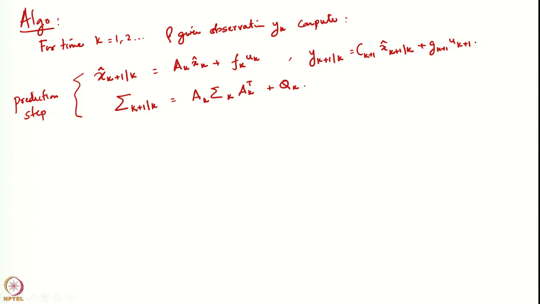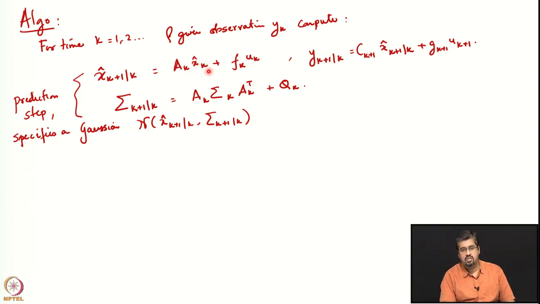Prediction step and specifies a Gaussian distribution. The Gaussian has mean x hat k plus 1 given k, comma, sigma k plus 1 given k. Right, so this is the distribution. Notice that x hat k plus 1, the prediction step, depends itself on x hat k, which is the mean that you have from the previous time step. It also depends on sigma k, which is the variance that you would have from the previous time step.